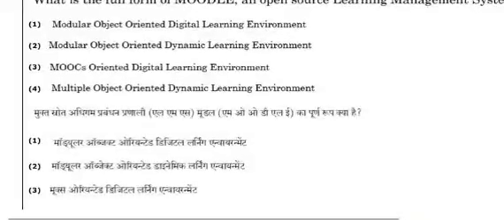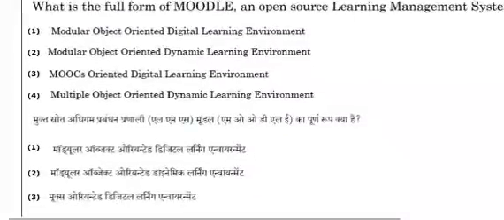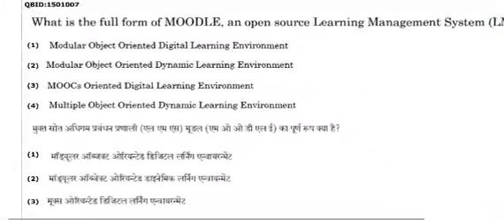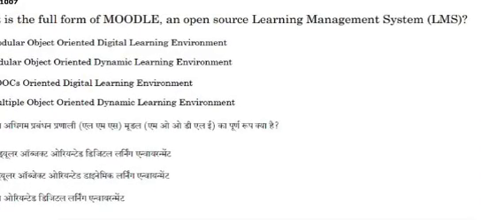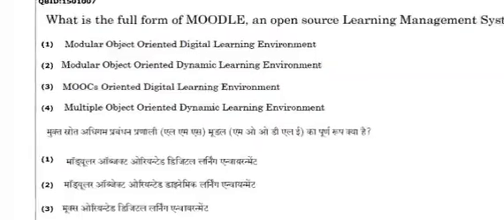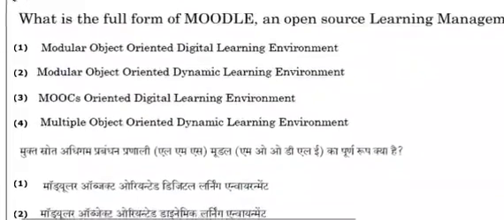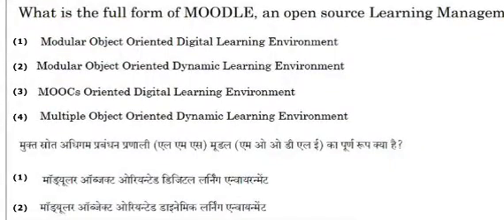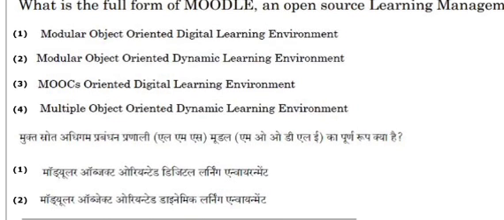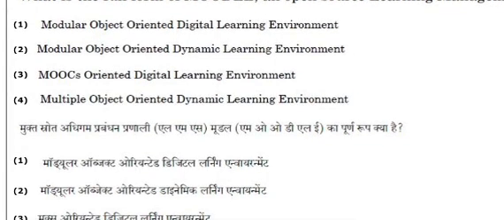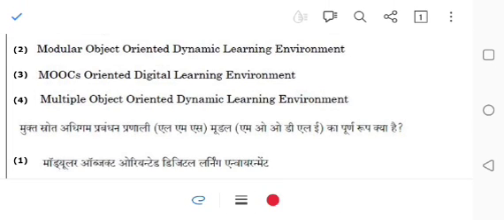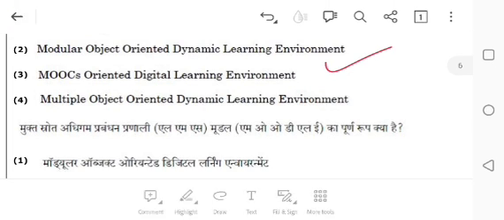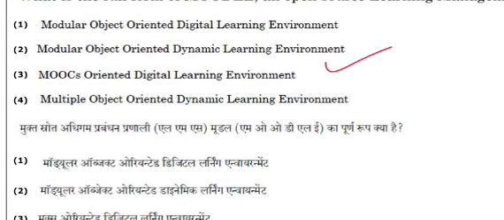Next will be our number 7. Number 7 says, what is the full form of Moodle, an open source learning management system, in short LMS? So these are the options, choose one. It will be number B. That means modular object oriented dynamic learning environment. Modular object oriented dynamic learning environment. This is our correct answer.